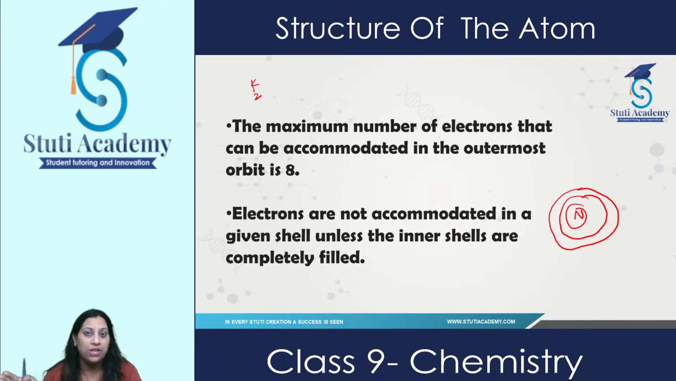Inert gases are those gases in which the outermost shell is completely filled and they become unreactive. The second condition is that whatever the outermost shell, it has 8 electrons. That can be L, M, N, but it should have 8 electrons in its outermost shell. So these are the two conditions according to which atoms can be stable in nature, and these two conditions were given by Bohr.